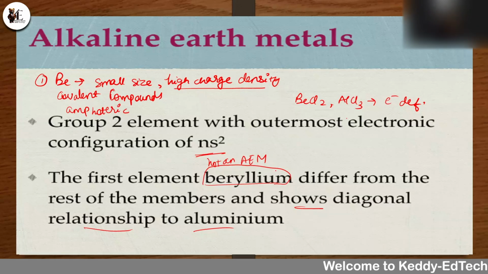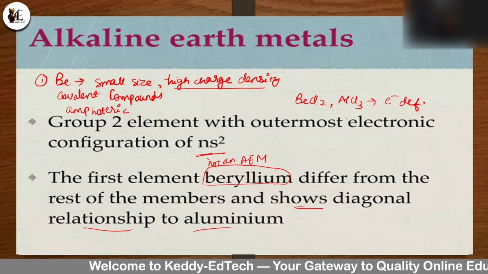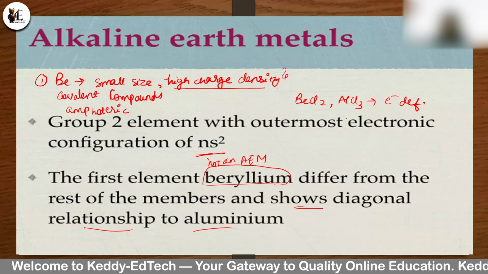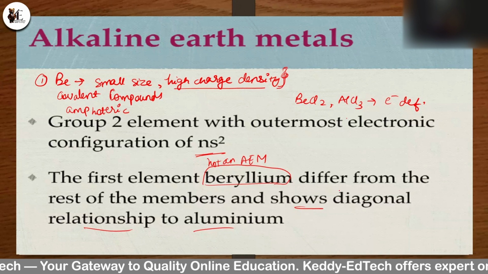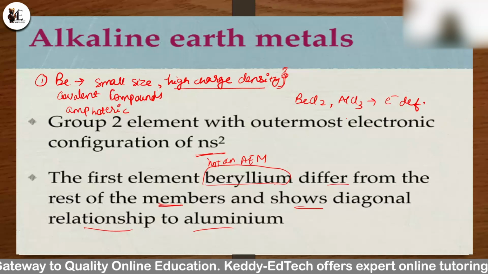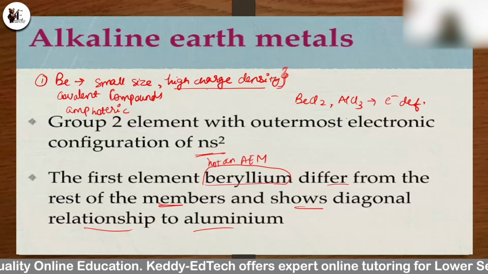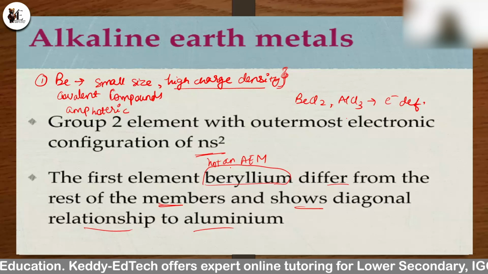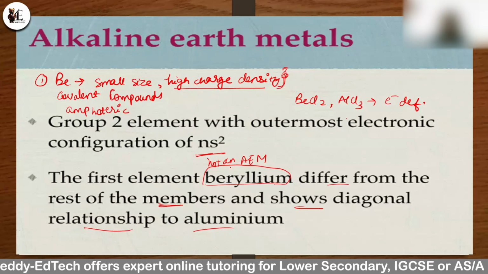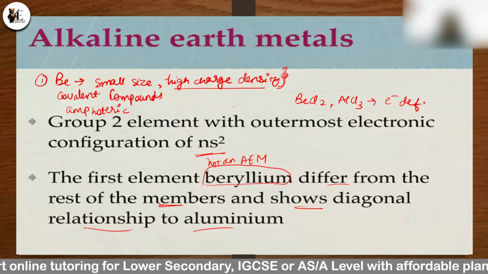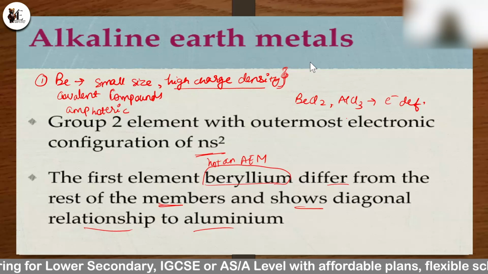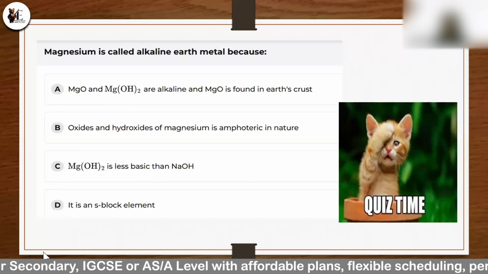Then here, the points that you wrote there: beryllium has a small size and a high charge density. This makes beryllium different from the rest of the members because of its small size and high charge density. It may have some distinct properties, which I have written here. Can you answer this question?